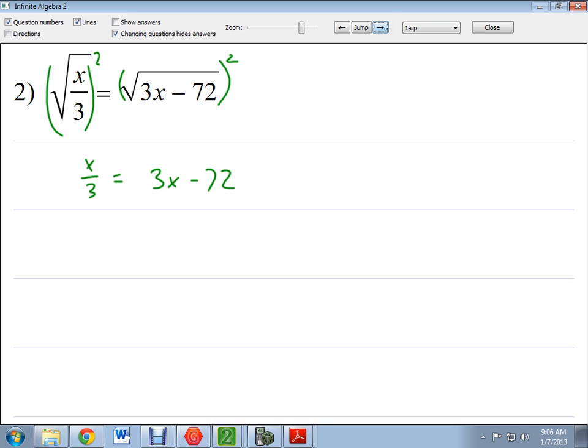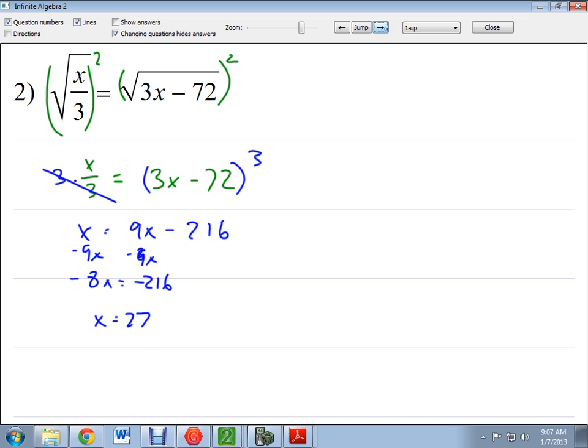This is a complicated looking equation because of that division, but really it's not that hard to solve. Multiply both sides by 3, and that'll cancel. x is equal to, this was now 9x minus 3 times 72 is 216. This is an equation that we've solved 100 times. We can subtract the 9x from both sides and get negative 8x equals negative 216. And when we divide both sides by negative 8, negative 216 divided by negative 8 is equal to 27. So x is equal to 27.